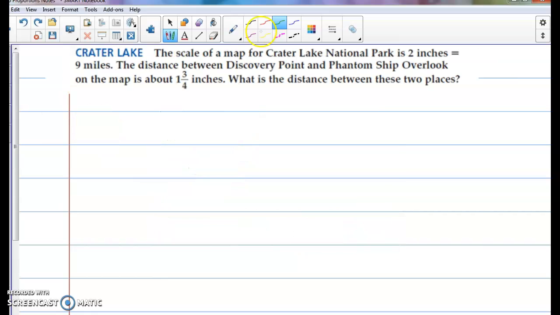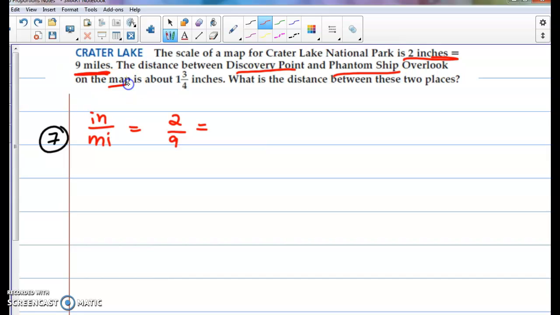And one last example. 7 has our scale. It says Crater Lake. The scale of a map for Crater Lake is 2 inches equals 9 miles. And that goes ahead and tells us our units. We're going to have inches and miles. And once again, it tells us that 2 inches is 9 miles, equals. Now it says the distance between Discovery Point and Phantom Ship Overlook on the map is 1 3/4 inches. And it says, what is the distance between those two places?